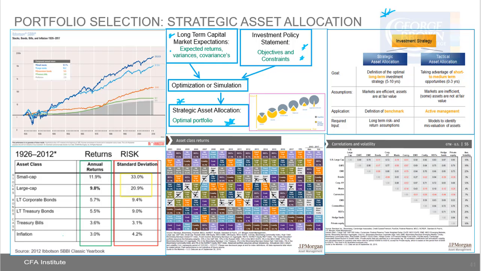So moving over here on the left-hand side, the long-term market expectations in terms of expected returns, variances and covariances, well, we can't predict that the future is going to be like the past, but we do have some insight into historical returns. And we looked at the Ibbotson SBBI yearbook, which was looking at stocks, bonds, bills, and inflation from 1926 to 2017. And we saw that small cap stocks had the highest annual returns. And these are compounded annual average returns.